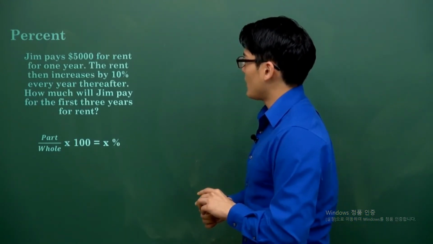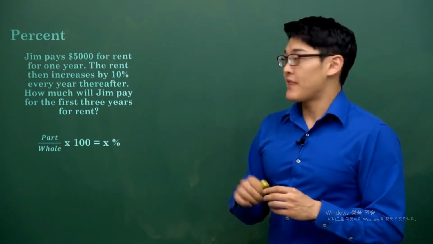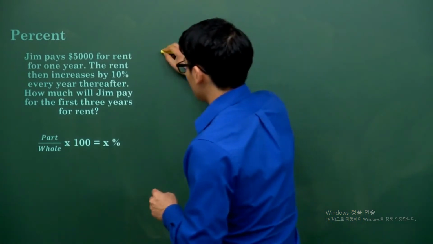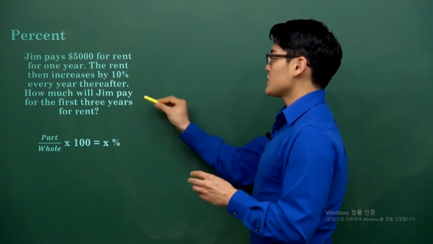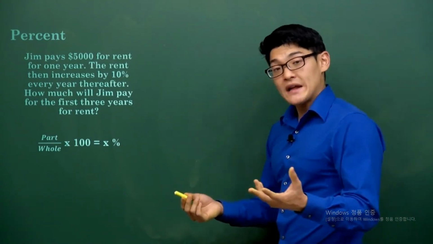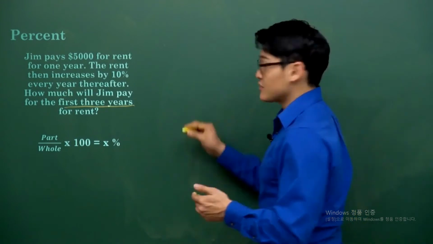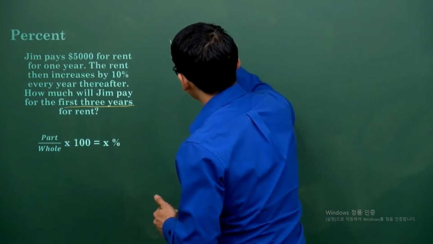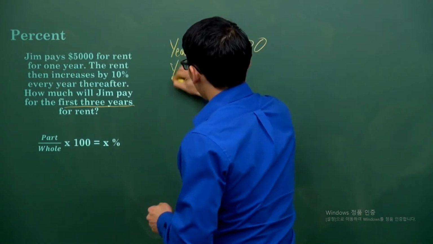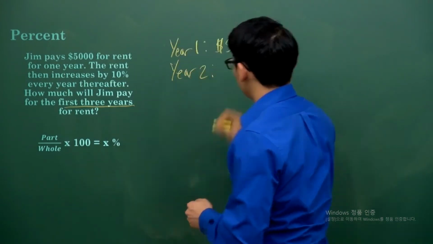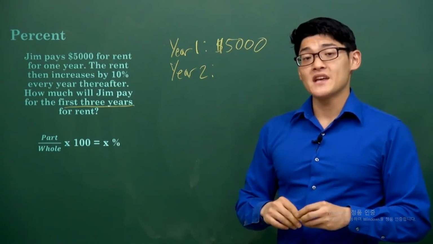Well, we know that Jim is paying $5,000 for rent this year. And it increases 10% every year thereafter. How much will Jim pay for the first 3 years for rent? So we're trying to look for how much he will pay for the first 3 years. So year one, we already know he's paying $5,000. Okay, well, how about year two? We know that rent is going to increase by 10%.